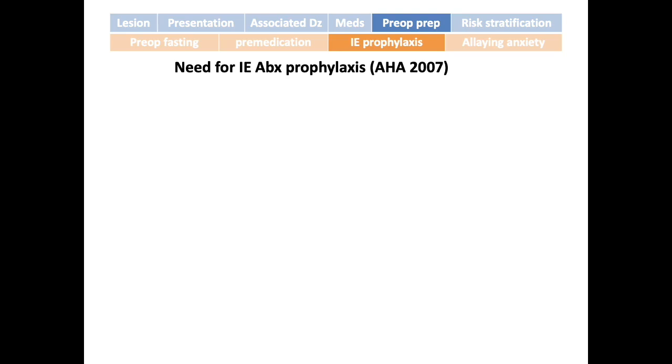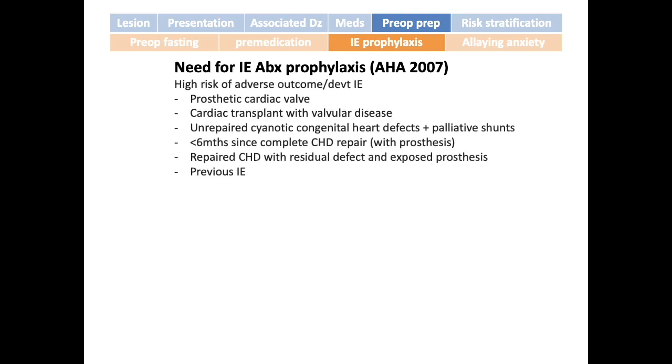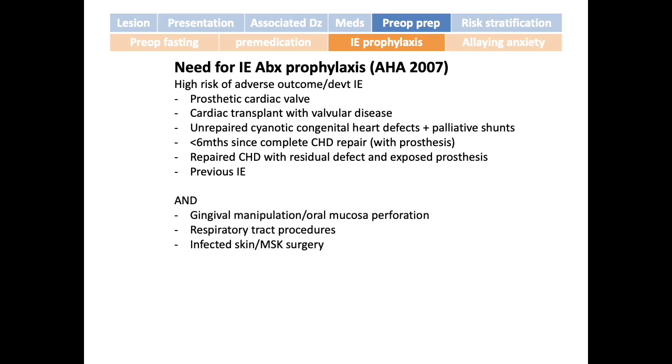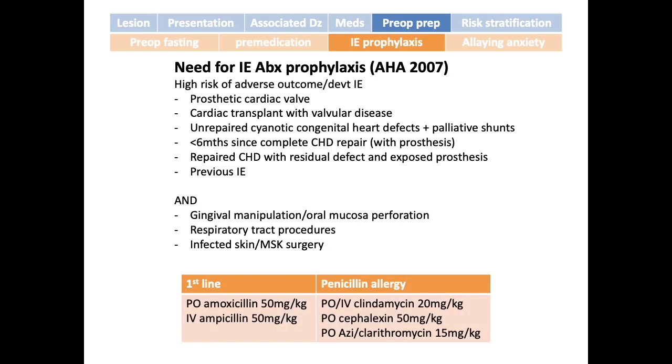According to the American Heart Association 2007 guidelines, which are still applicable today, patients who are at high risk of developing infective endocarditis, or adverse outcomes, and are undergoing only specific types of surgery which may result in hematogenous spread of skin or mucosal commensals, will require antibiotic prophylaxis. First-line prophylaxis includes either oral amoxicillin or intravenous ampicillin, whilst patients who are allergic to penicillin may take clindamycin, cephalexin, azithromycin or clarithromycin. The final part of assessment is risk stratification for surgery.